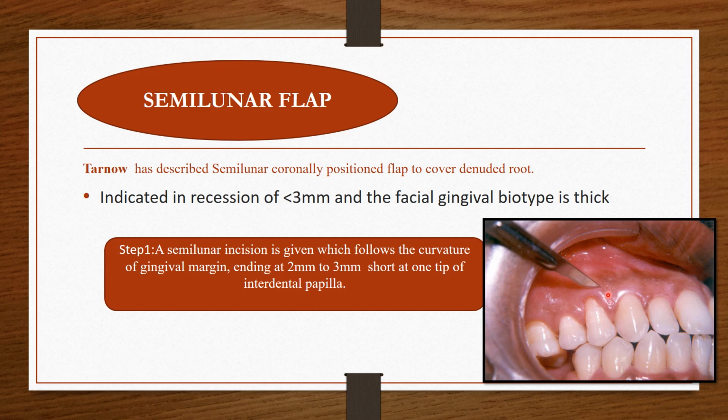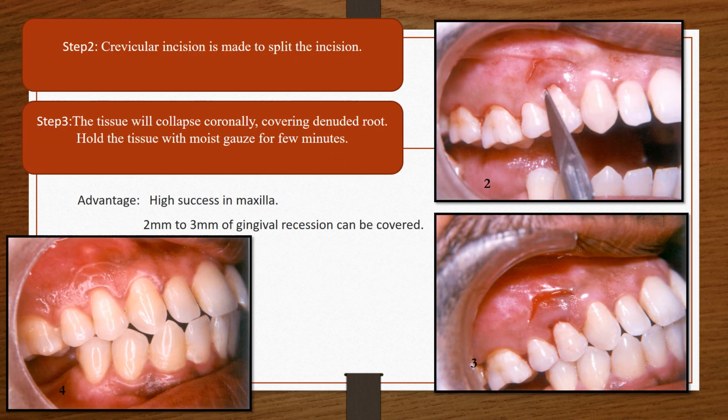Here you can see that there is a mild amount of recession. You can see that the gingiva is also available. So this is a mild recession, and you can go for a semi-lunar incision. A semi-lunar incision is given which follows the curvature of the gingival margin, ending 2 to 3 mm short of the tip of the interdental papilla. You can see in the next picture, this is a semi-lunar incision. It will be 2 to 3 mm away from the interdental papilla.